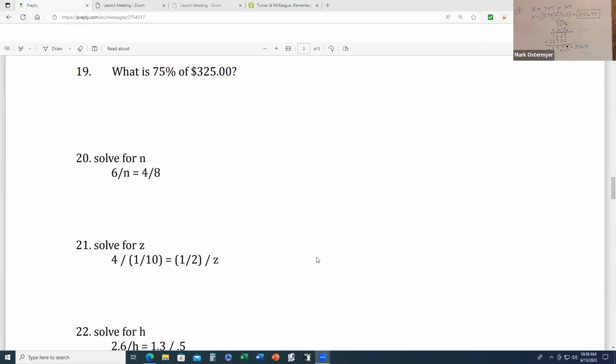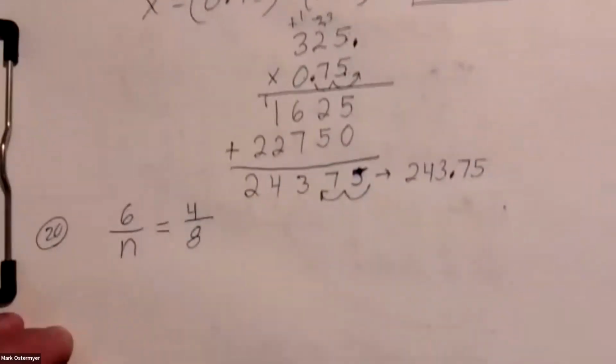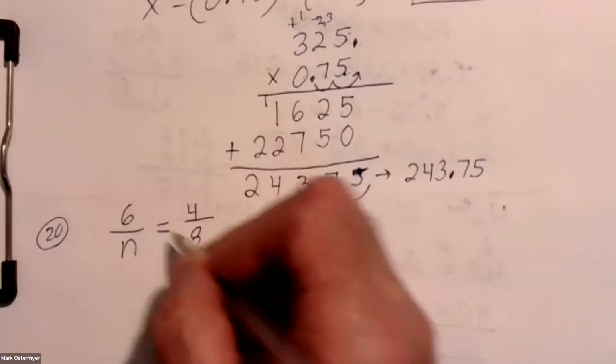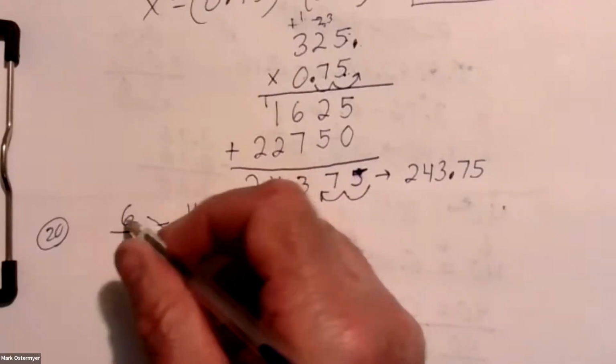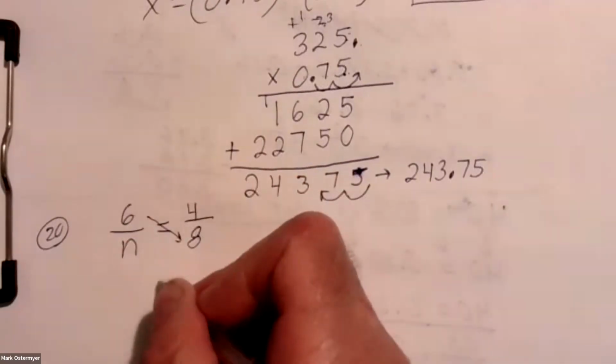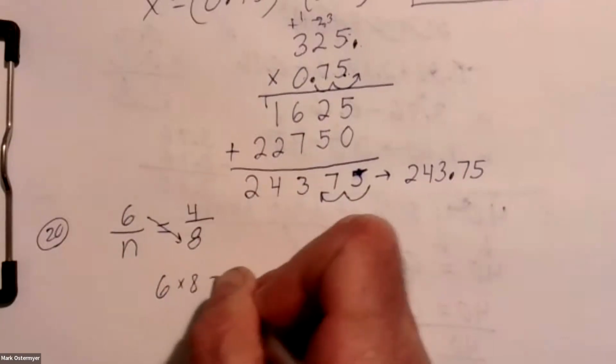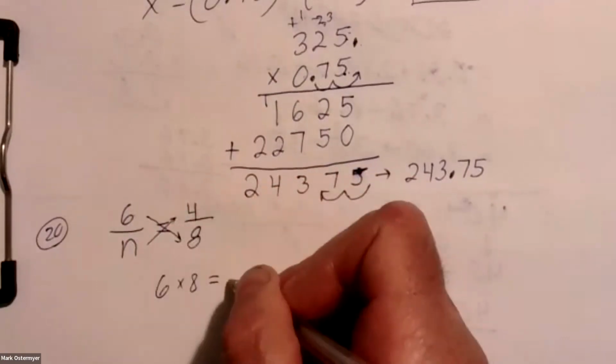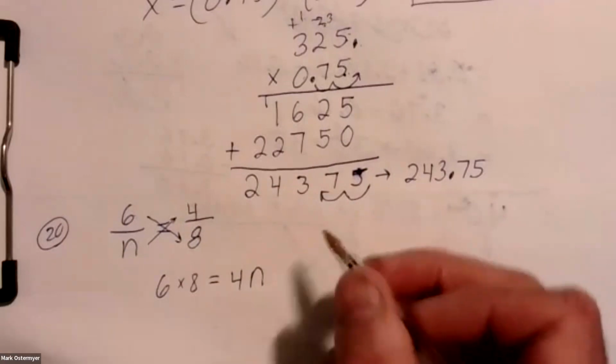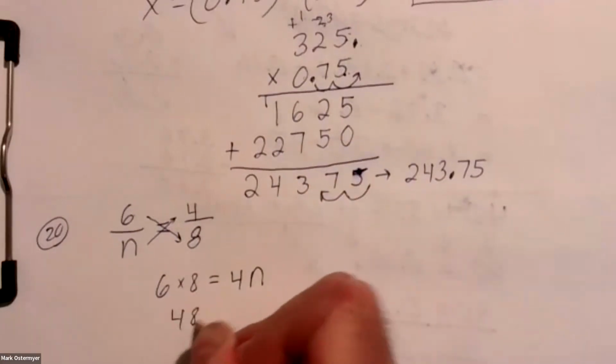Number 20, solve for n. We have a proportion, 6 over n is equal to 4 over 8, and they want us to solve for n here. This is called a proportion, and therefore we could cross multiply, not cross cancel, but cross multiply 6 times 8. And we can set that equal to n times 4, which is 4n.